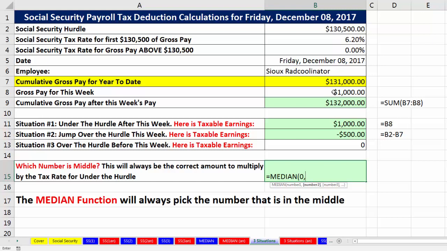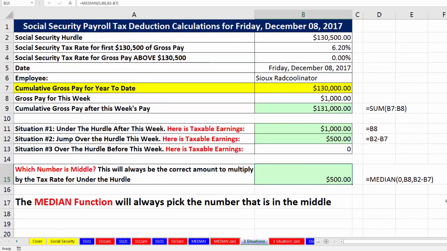The first option, the second number, that's going to be gross pay, comma. And the third possibility is our formula. Whatever the hurdle is for this tax rate minus what the cumulative was before this paycheck. Close parentheses. Control Enter. And look at that. It got it right. 0 when the start cumulative is over the hurdle. If I change this to 129, it better give me 1,000. And sure enough, it does. If I change this to exactly 130 and enter, that is amazing.